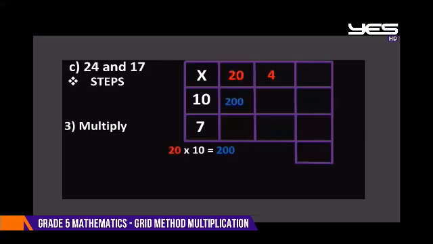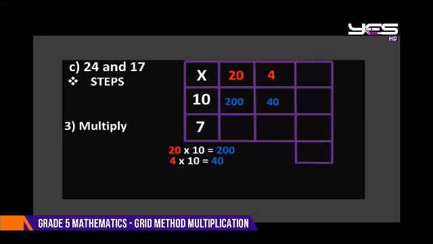20 times 10 is equal to 200. Then we will multiply 10 and 4. So 10 times 4 are how much? 40, right? Yes. Then we will have to multiply again this 20 and 4 separately with 7 as well.